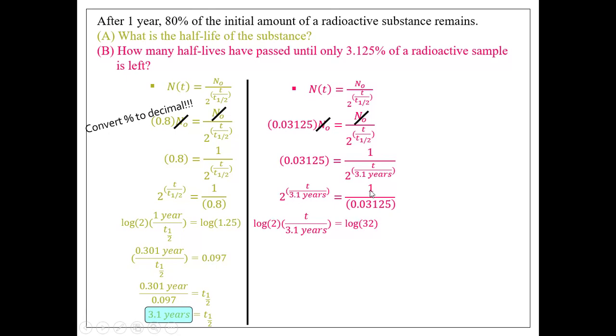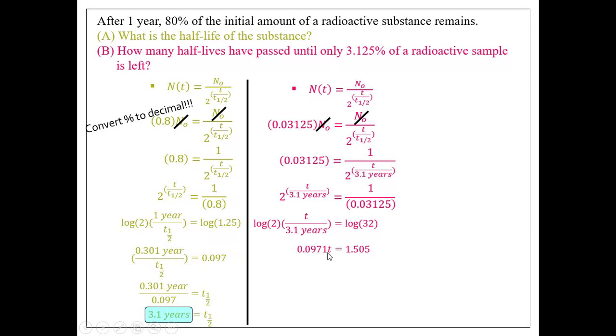So on the right side, if you do 1 divided by 0.03125, you get 32. So therefore you would do log 32 and then log 2 on the left side and then log 32 on the right side. If you do that correctly, log 2 divided by 3.1 gives you 0.0971t, because the t is on the top. And then if you do log 32, you get 1.505.